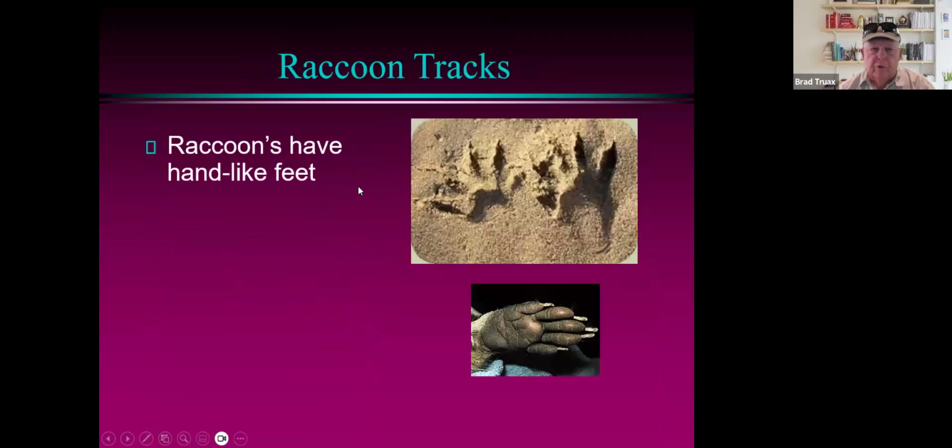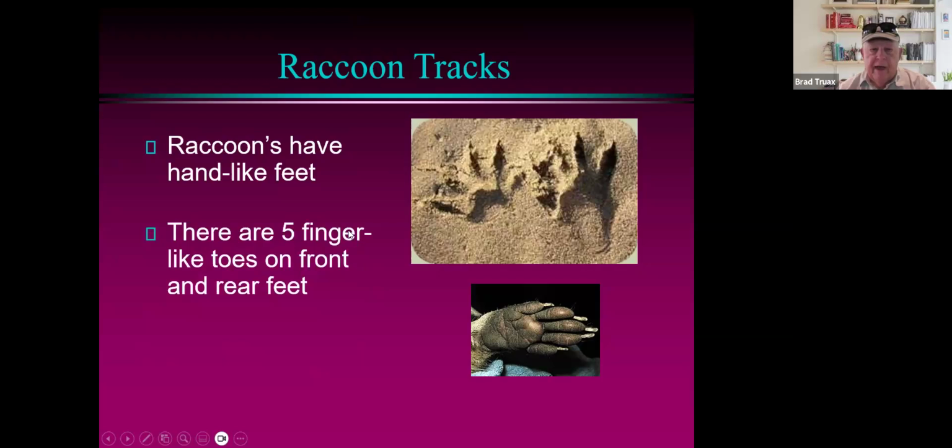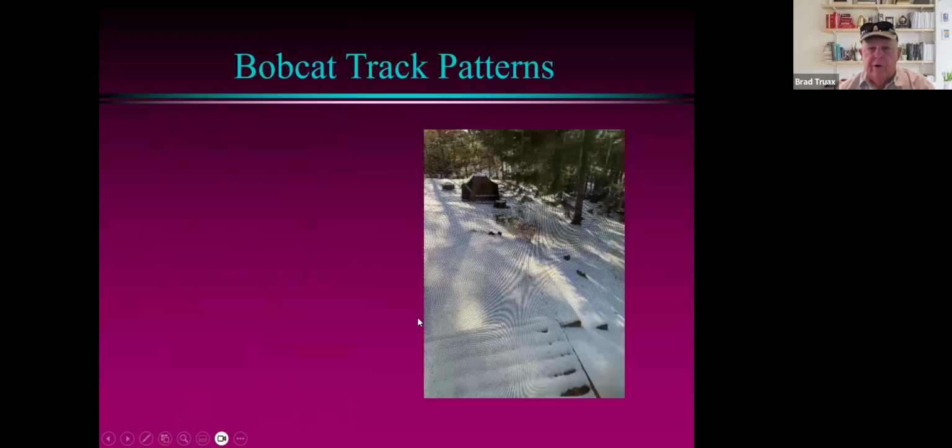Raccoons have very unusual feet. Their feet actually look like hands. Okay, you look at this on a raccoon, they look very much like a human hand with human fingers. So again, they have five finger-like toes on both the front and the rear feet. And a small claw may occasionally show. So here you can see the claws. But again, you see these very finger-like prints from a raccoon.